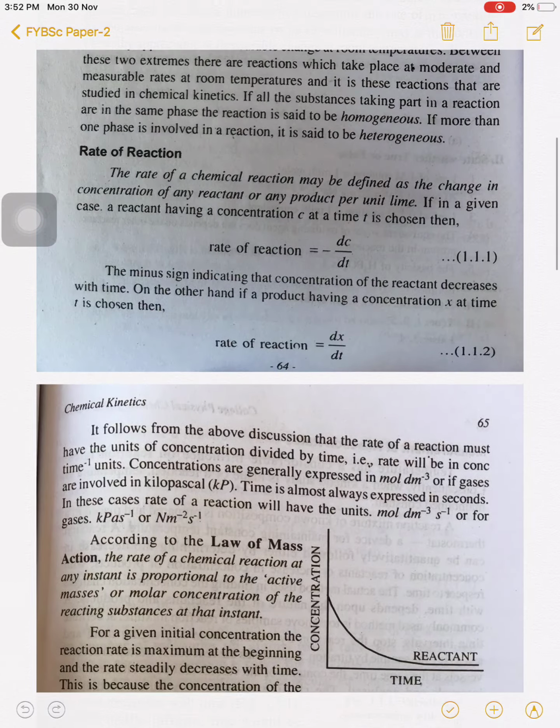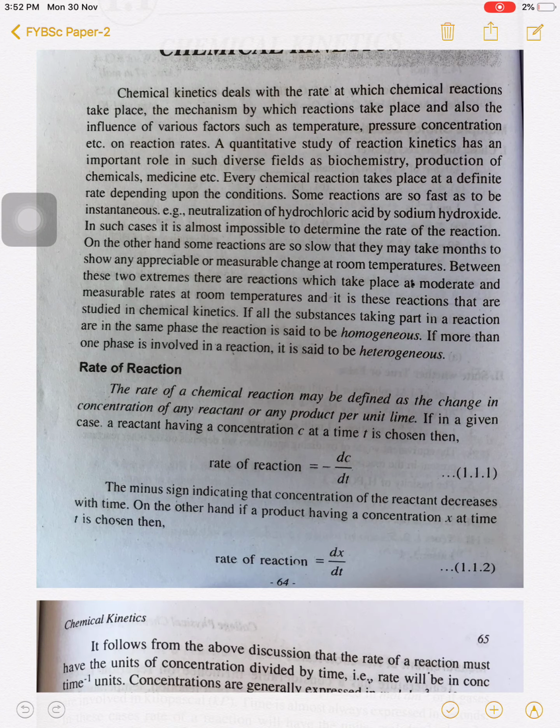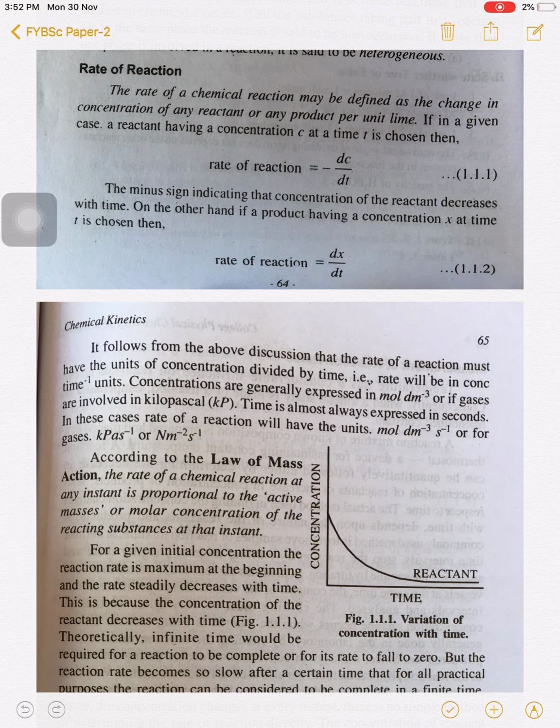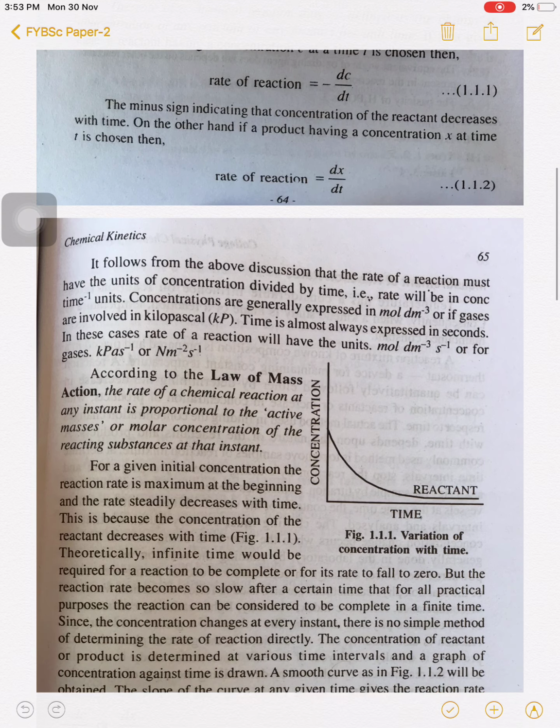So this is what we have studied today in the first lecture. Now see here, what is meant by rate of reaction. Rate of reaction is nothing but the change in concentration of a reactant or product per unit time. If you see these two equations, 1.1.1 and 1.1.2, in 1.1.1 the rate of reaction is the change in concentration with respect to time, that is minus dc by dt. Here dc is the concentration of reactant, which decreases with respect to time, therefore we have written the negative sign. In the second equation, dx by dt, x is the concentration of product, which increases with respect to time, therefore there is no negative sign.